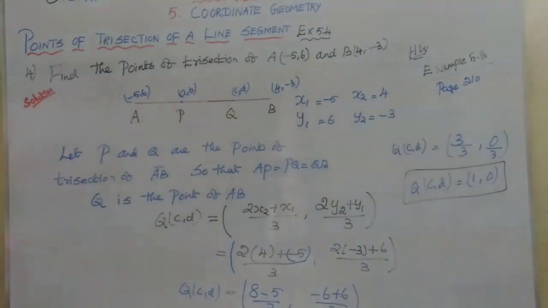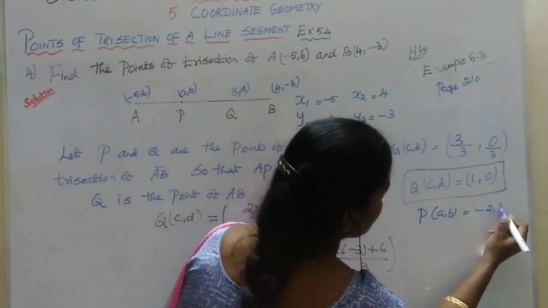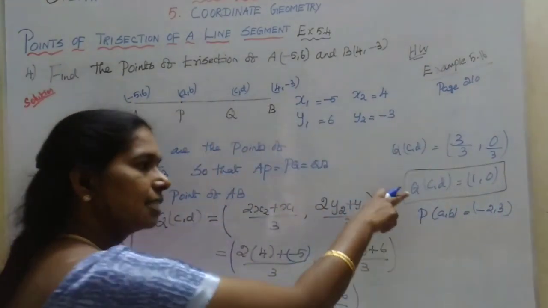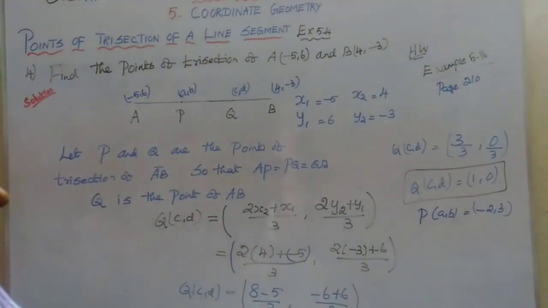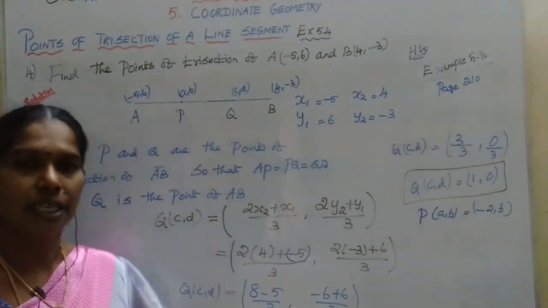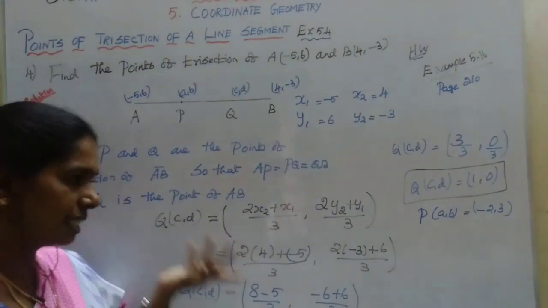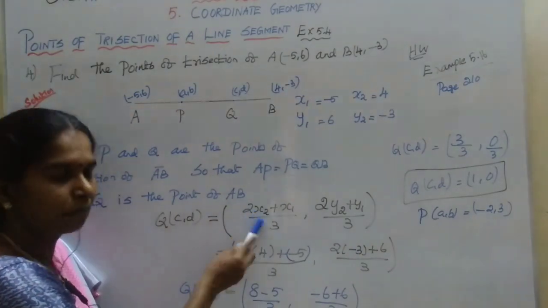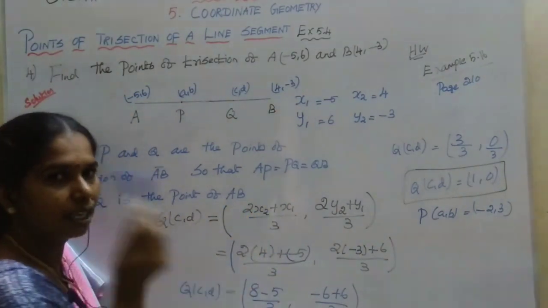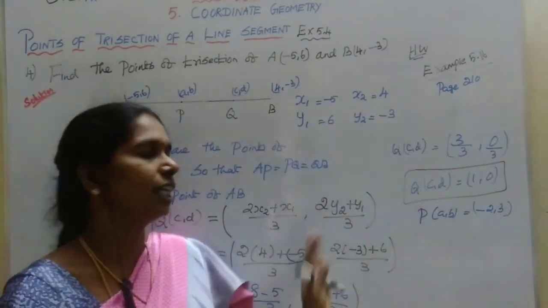For P we get what? Minus 2 comma 3. For P of A comma B it is (-2, 3). This is one point of trisection, and Q of C comma D is the other point of trisection. Okay, easy, no? Before that you have to memorize the formula. It is a very easy sum if you practice the formula. For P it means 2 times x1. For Q it means 2 times x2. If you understand the difference in your mind, there is no need to memorize the formula. Automatically you will do it.